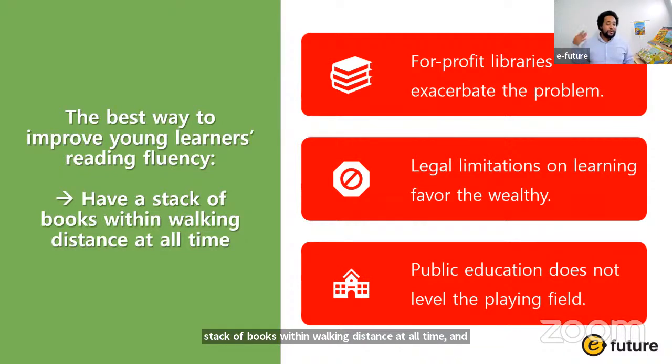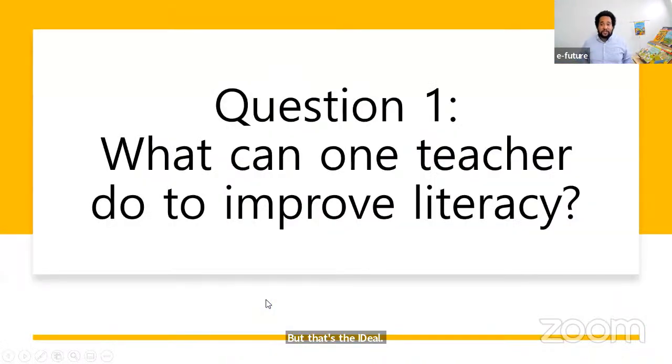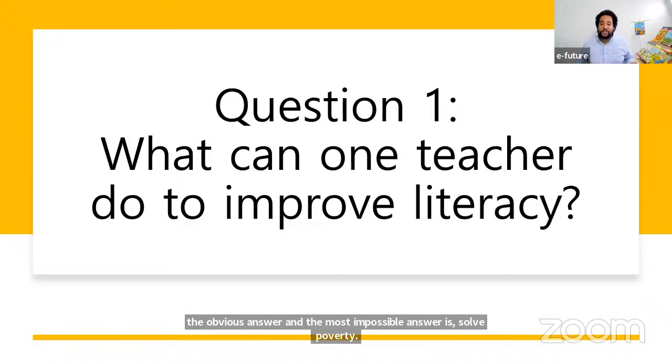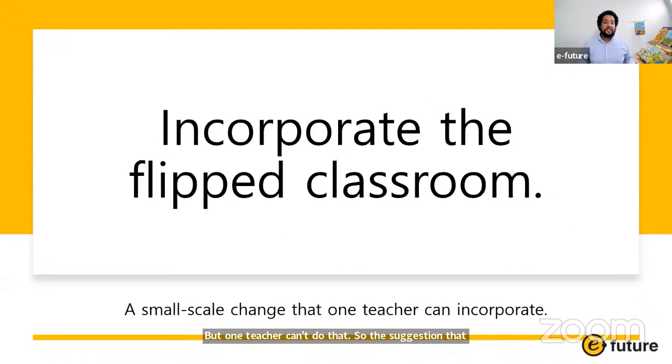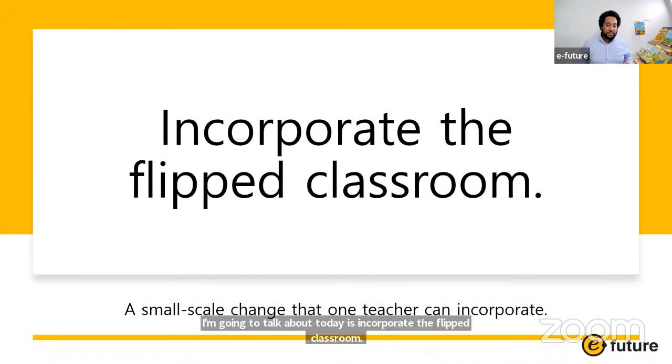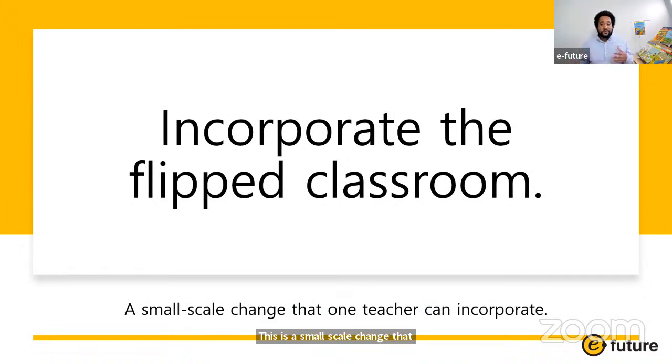And if that stack rotates in variety, that's even better. But that's the ideal. So this leads me to that first discussion question. What can one teacher do to improve literacy? Now, the obvious answer and the most impossible answer is solve poverty. But one teacher can't do that. So the suggestion that I'm going to talk about today is incorporate the flipped classroom. This is a small scale change that one teacher can incorporate, and it works very well with extensive reading programs.